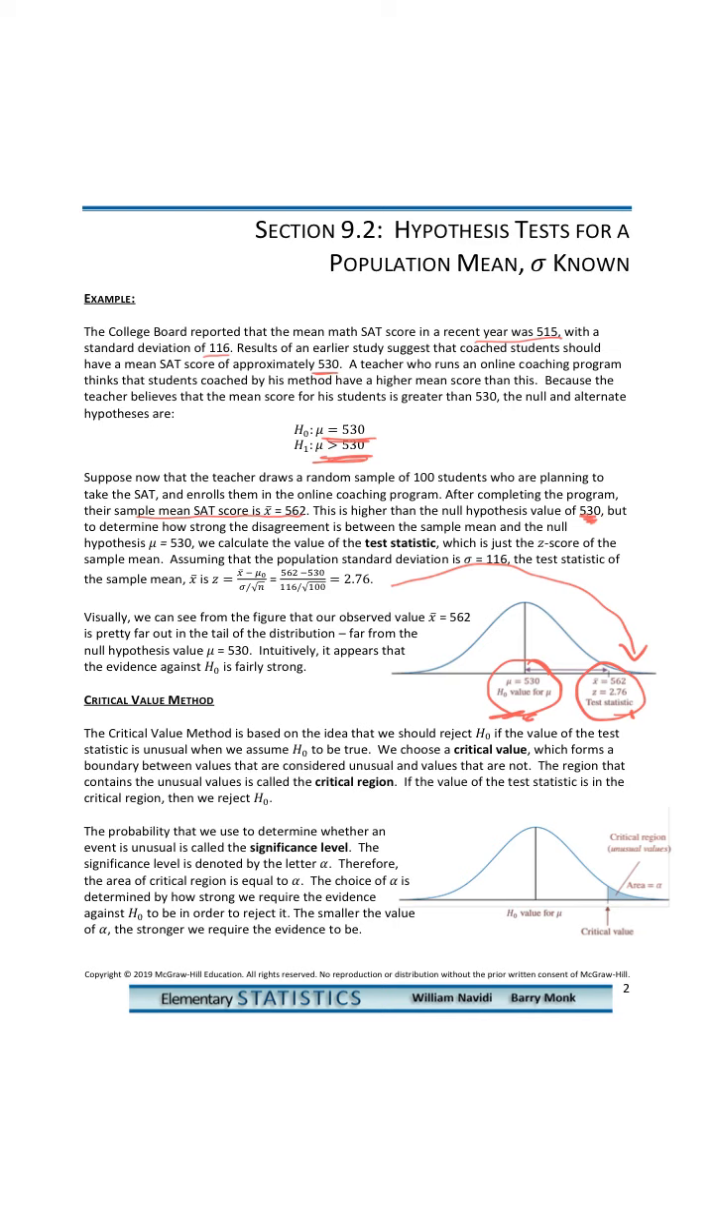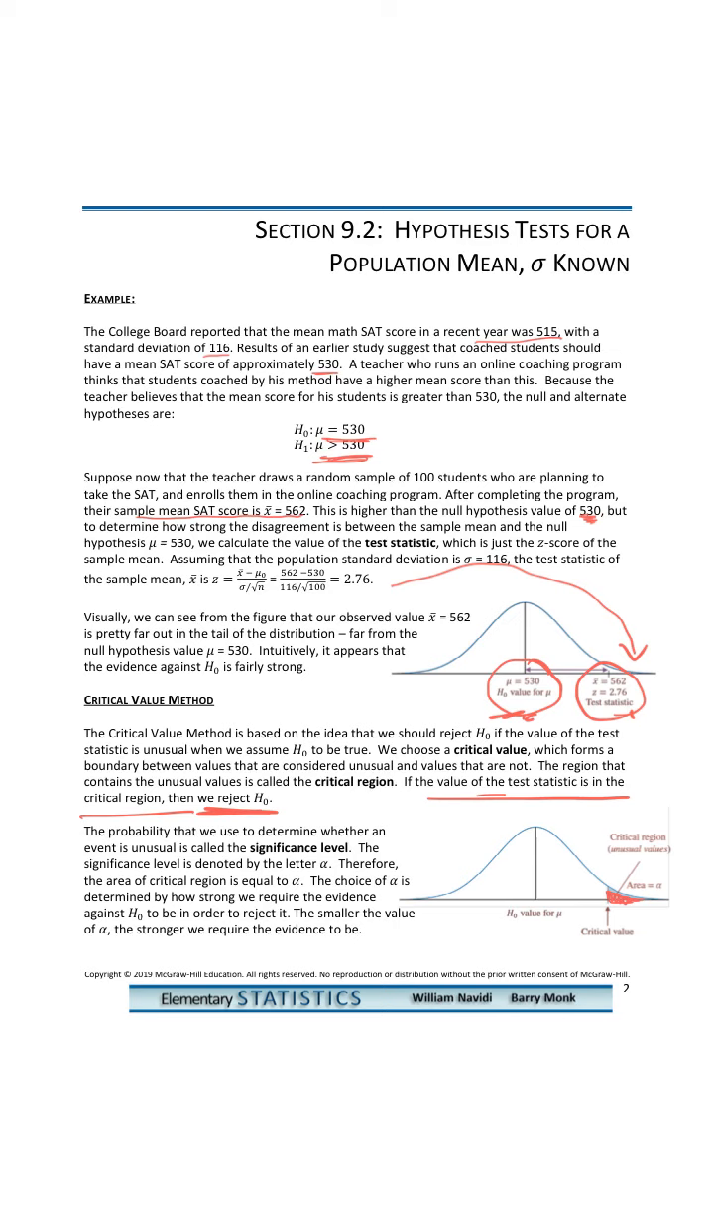In the critical value method, we choose a critical value which forms a boundary between the values that are considered unusual and the values that are not. The region that contains the unusual values is called the critical region. So this shaded part, this is the critical region. If the value of the test statistic is in the critical region, then we reject the null hypothesis.